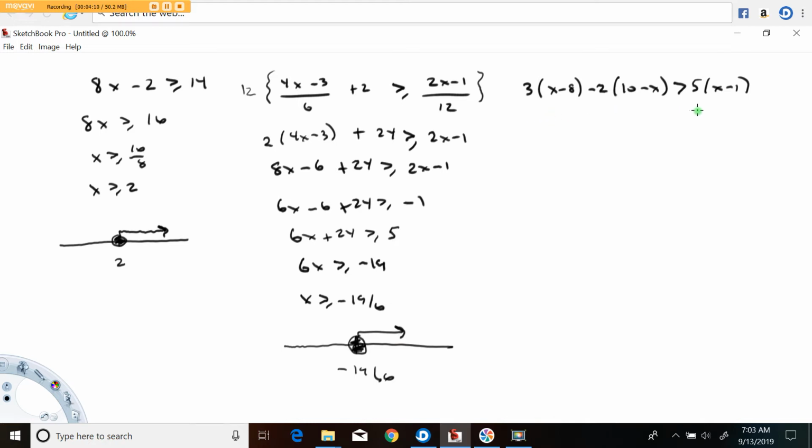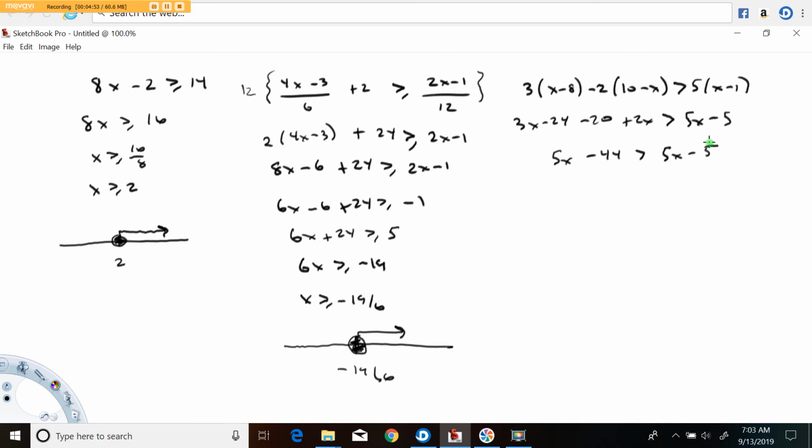All right, let's take a look at this one. Probably the best thing to do is start distributing everything. This one's going to be 3x minus 24. That's going to be minus 20 plus 2x greater than, and let's distribute here, 5x minus 5. Now these are like terms, they can be added: 5x, and let's add these as well. That adds to minus 44 greater than 5x minus 5.